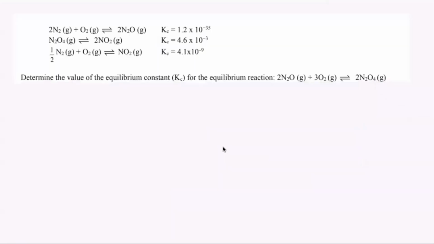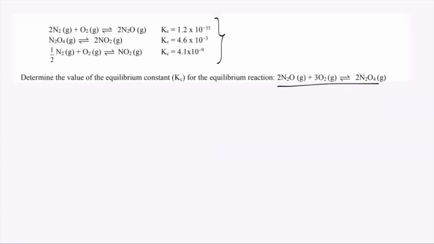Okay, so now we're going to do this example, and I'm going to walk you through a couple strategies that you can use to solve this problem. So I have three different equilibrium expressions. I'm not going to read them all out, but the overall expression we're trying to get is 2N2O plus 3O2 in equilibrium with 2 moles of dinitrogen tetroxide. Okay, and we're trying to get these three expressions to fit into this one.